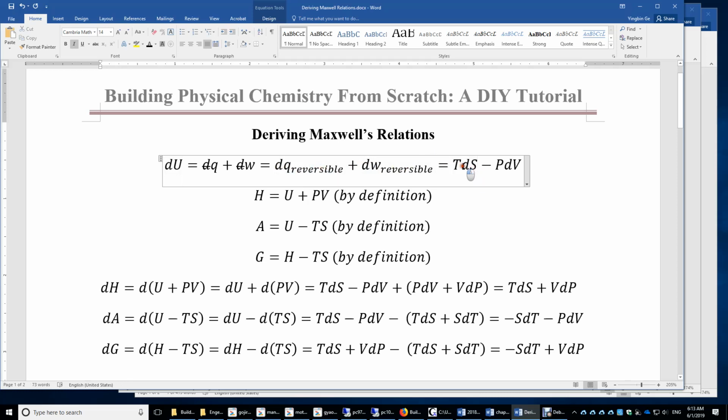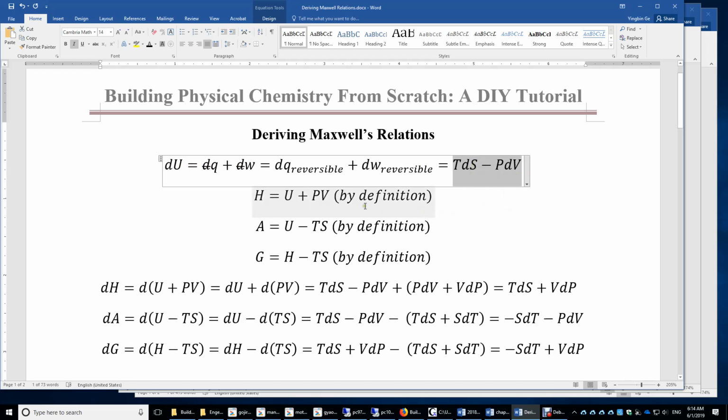The definition of dS is dq reversible over T, and dw equals negative P external dV. In a reversible process, P external equals P. Therefore, the equation becomes dU equals TdS minus PdV. This equation holds for a reversible process and also for an irreversible process because internal energy is a state function. Entropy, volume, and temperature are all state functions.